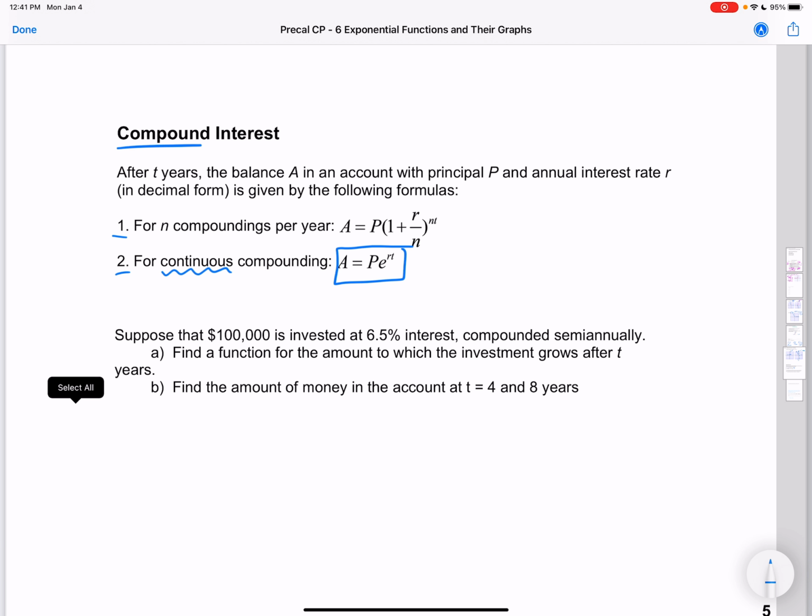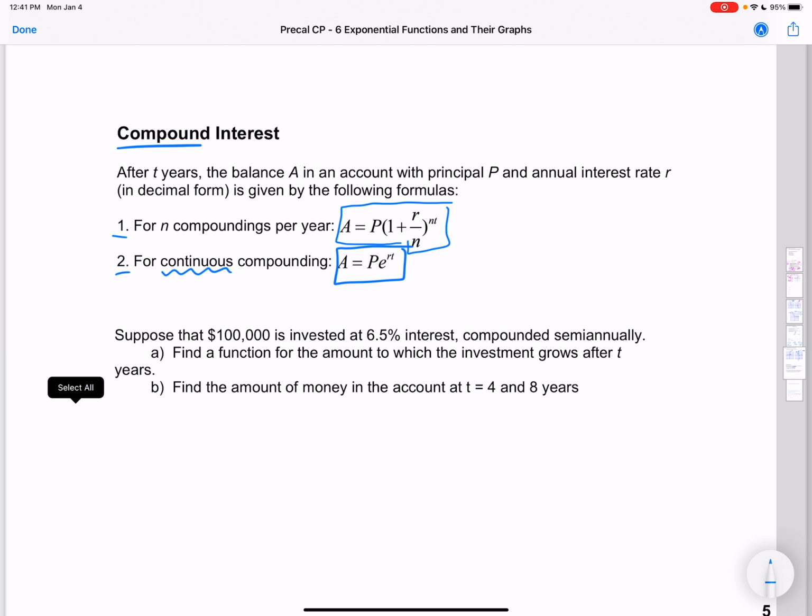Pert. Like Pert Plus used to be a really popular shampoo when I was in high school. So that's how I remember it. But Pert. And then if it's compounded any other way, other than continuously, then you're going to use the first equation, which is a little bit more complicated. Not a cute little way to memorize that.